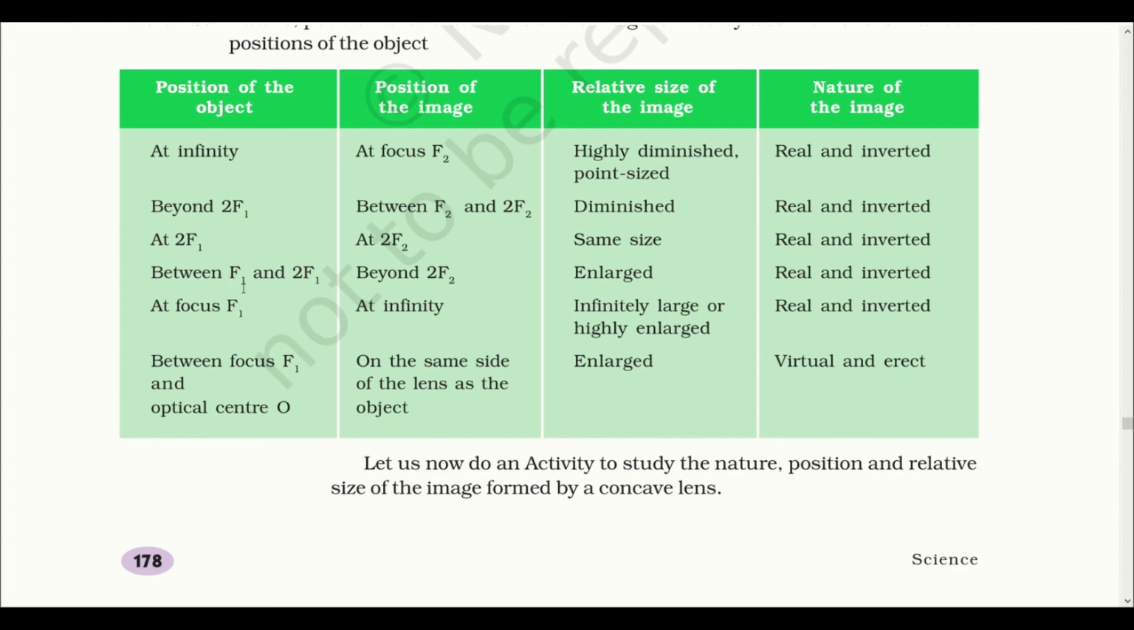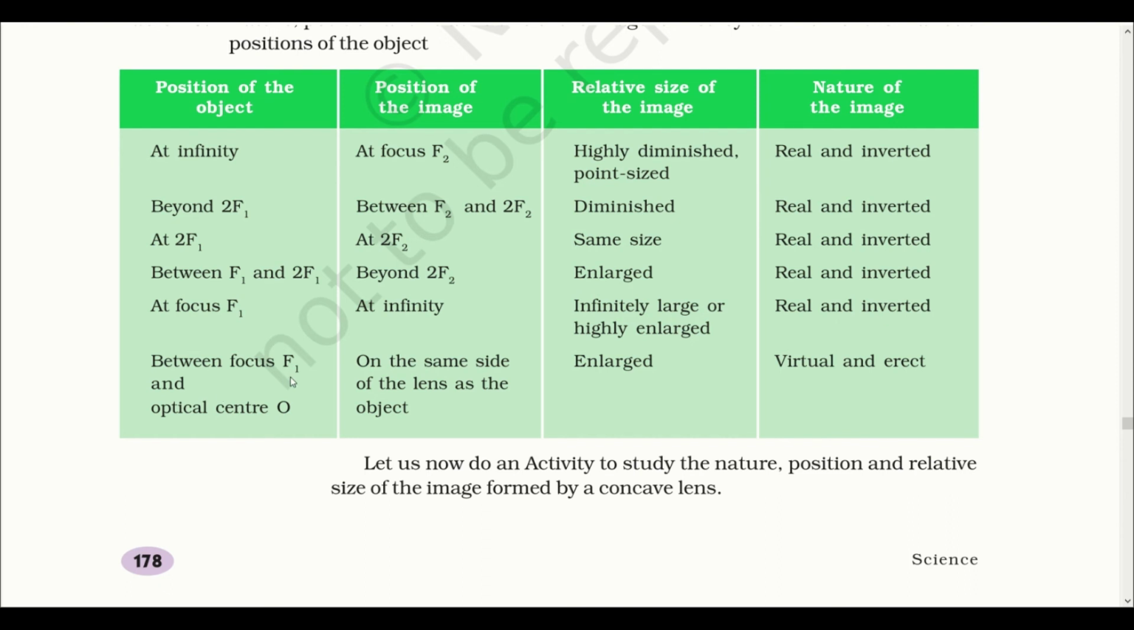When the object is between f1 and 2f1, the position of the image will be beyond 2f2. It will be enlarged, real and inverted. When the object is kept at focus, the image will be at infinity. It will be large or highly enlarged, real and inverted.